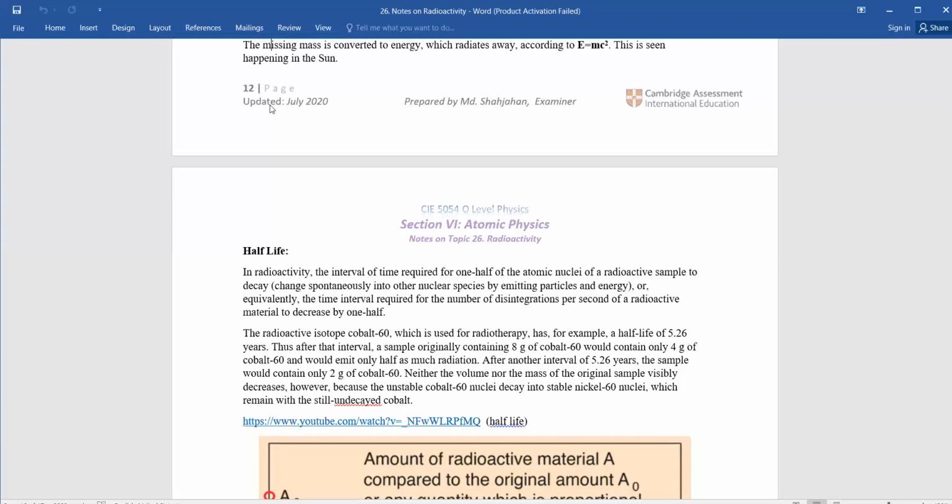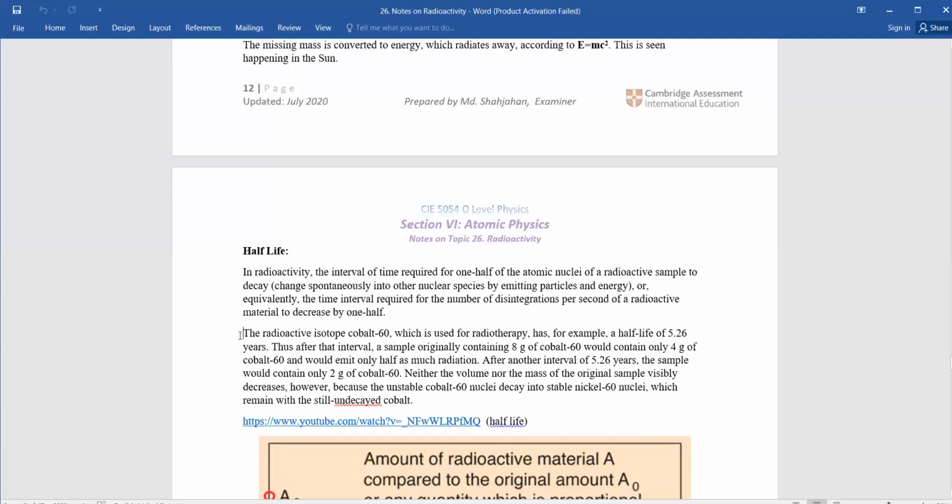Is it clear? Yes, completely clear. Okay, very good. Now it will be more clear to you. I am giving here another example. Can you continue reading?